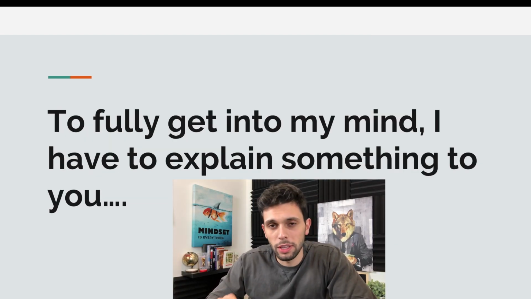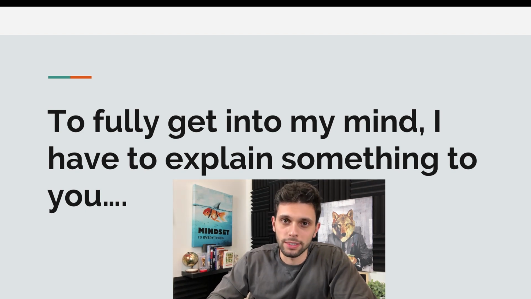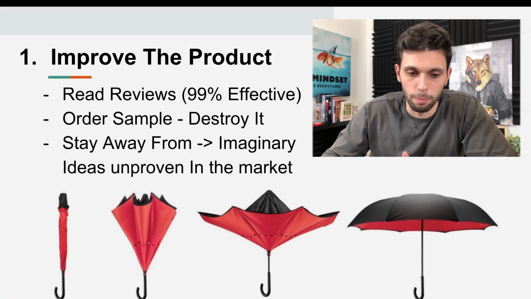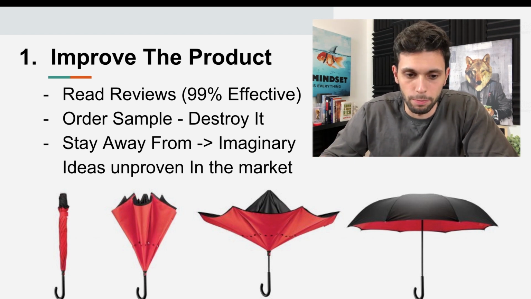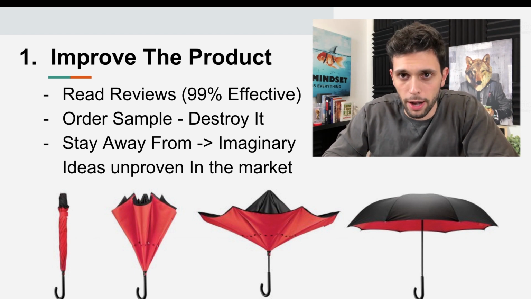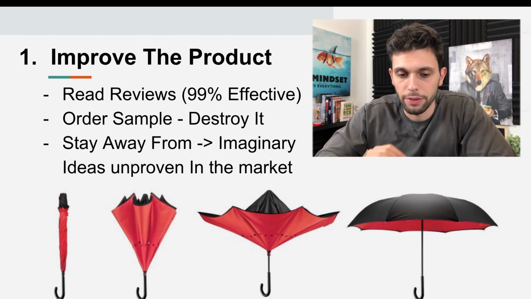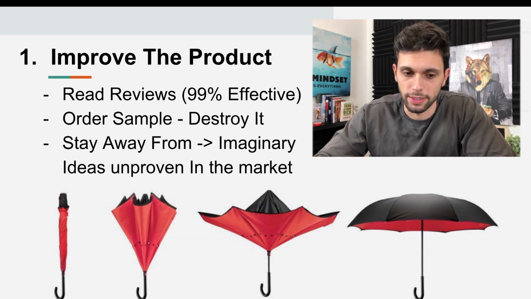All right, so to fully get into my mind, I have to explain a few things. Like I said, the whole point of this is to get into my mind and understand what I was thinking and why I was doing the things I was doing with this product. So there's a few ways of making a product better and actually taking over a market. There's three ways, and the first way is improve the product, which is my personal favorite, and it's very, very simple. So stick around for this part, guys, because otherwise the rest of it won't make sense.